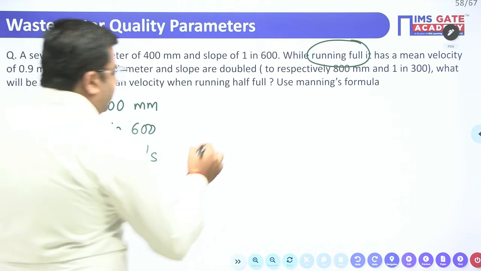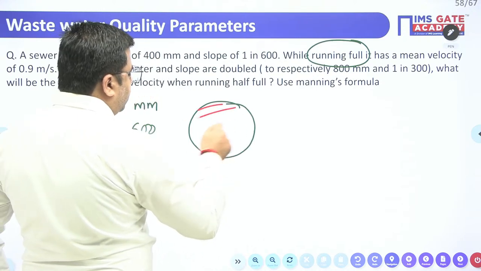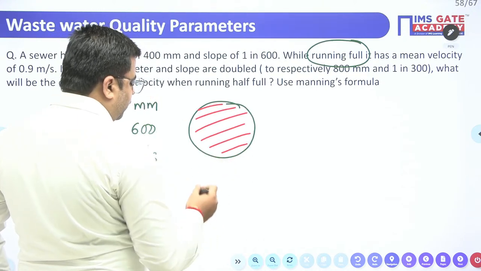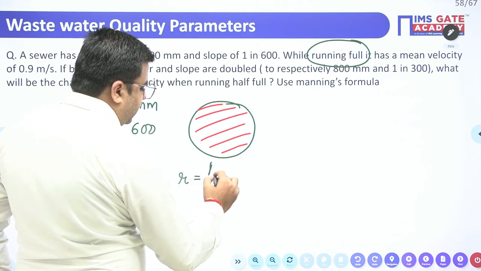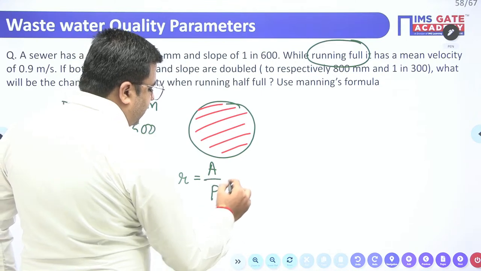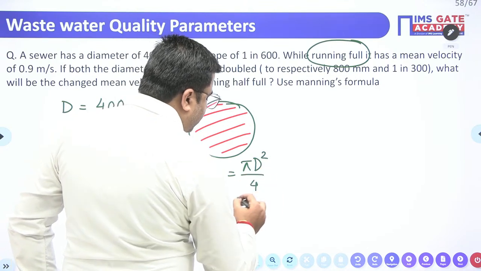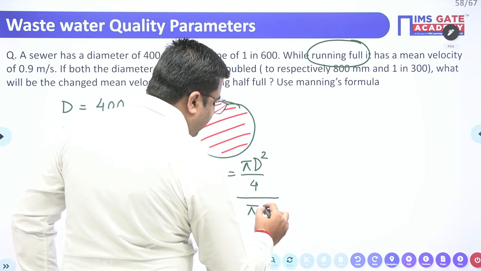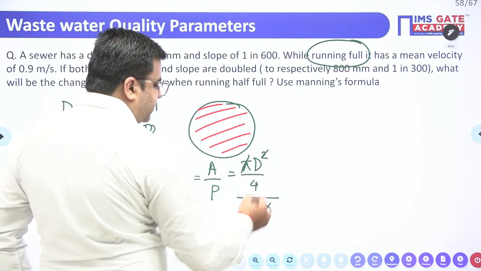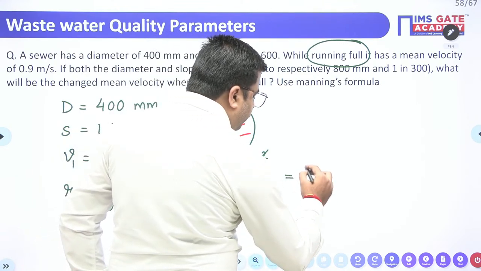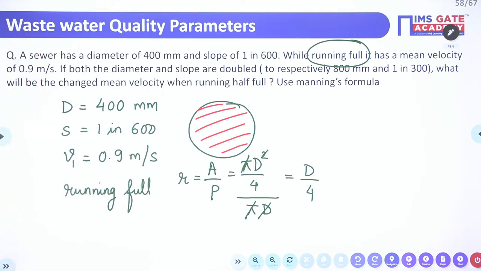It is running full. So, tell me, if a sewer is running full, what is its hydraulic mean depth? Its hydraulic mean depth is capital A by capital P. Capital A is pi d square by 4, divided by perimeter, that is pi d. So pi and pi cancel out, d and one d cancel out. You will have the expression for hydraulic mean depth as d by 4, right?